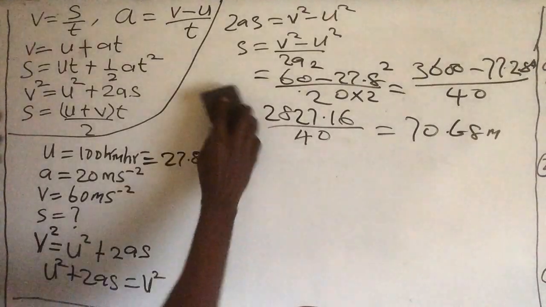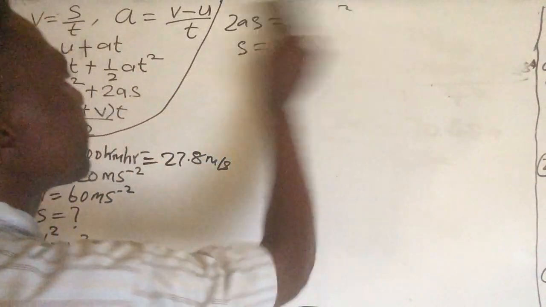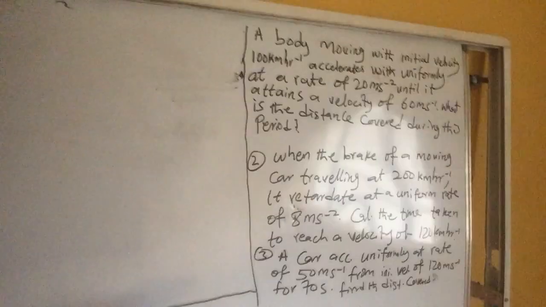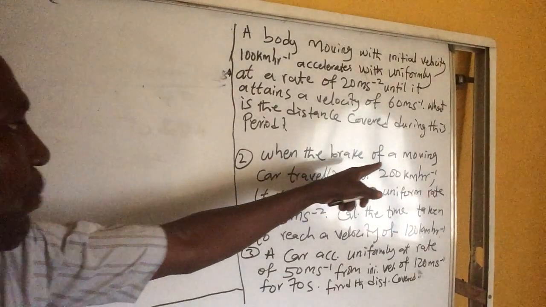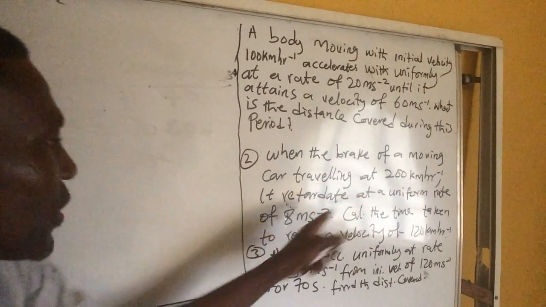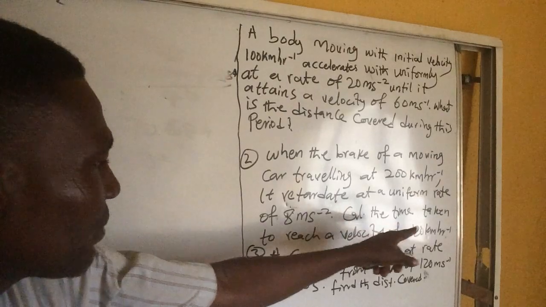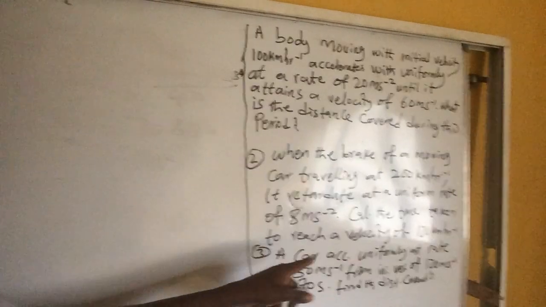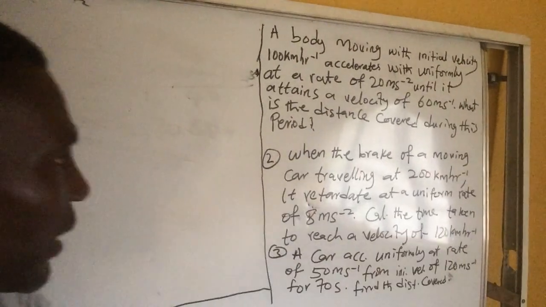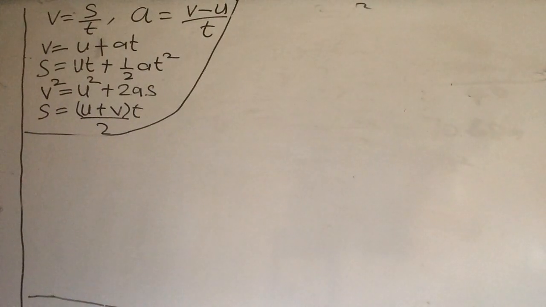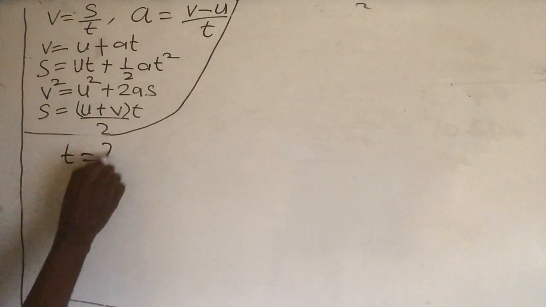Then let's quickly go to the second question. The second question says, when the brake of a moving car traveling at a uniform rate of 80 meters per second square, calculate the time taken to reach a velocity of 20 kilometers per hour. So in this case, what they are asking is to calculate the time taken. Now they are asking time, which is the question mark.